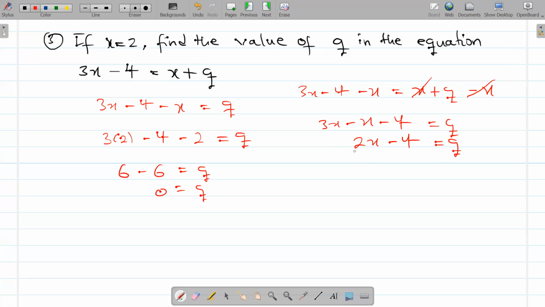So the x is 2, so 2 into bracket 2 minus 4 is equal to q. So we have 4 minus 4 being equal to q, and that will also give you 0. So it's still the same. The beauty of math. Different ways.